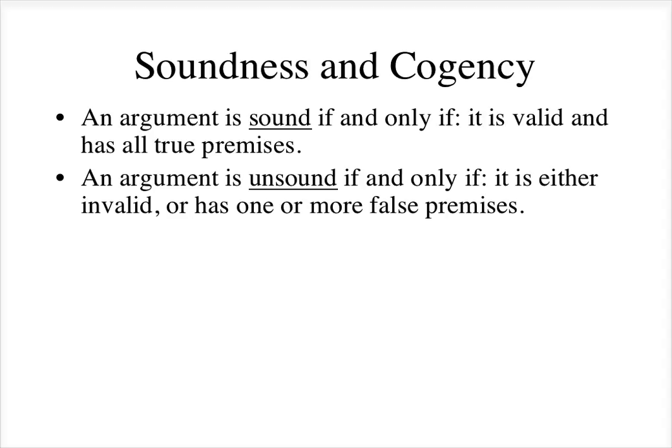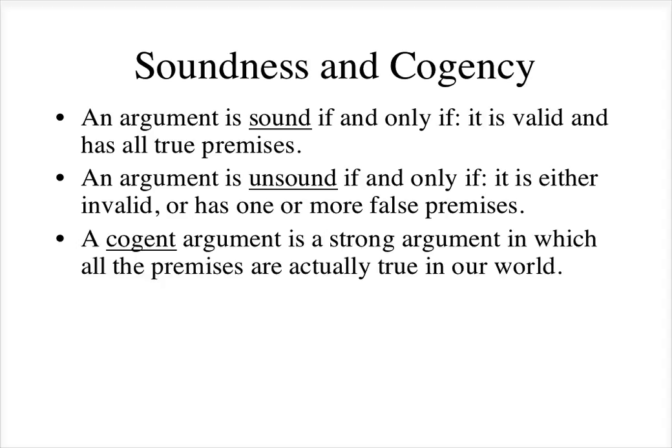And to be unsound, it needs to fail on only one of the criteria. So every invalid argument is an unsound argument. And every argument with at least one false premise is an unsound argument. So they could both be the case or just one. And these will apply only to deductive arguments, because we're talking about validity and invalidity. So we know we're talking about deductive arguments.